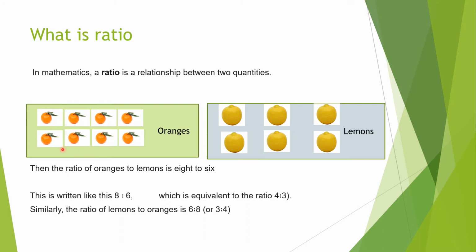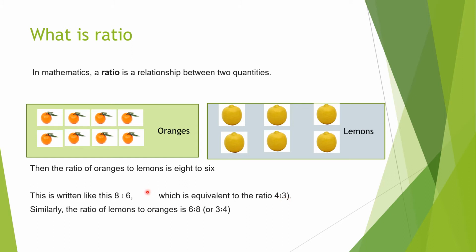Then the ratio of oranges to lemons is 8 to 6. It is written like this: 8 colon 6. The colon in this case acts as the "to". Notice that the 8 was written first because the box with the oranges had 8. The 6 is written after because the box with the 6 items was listed last, or second, which is also equivalent to 4 to 3.